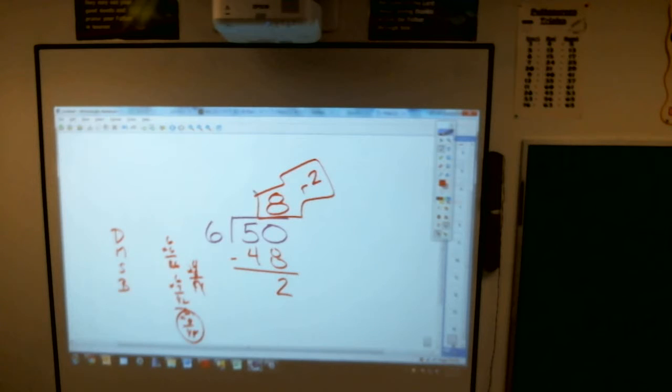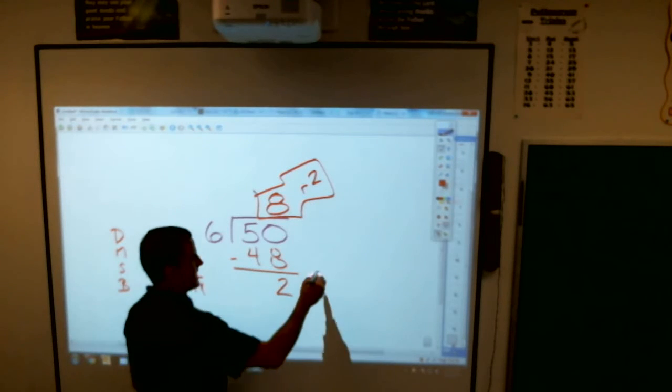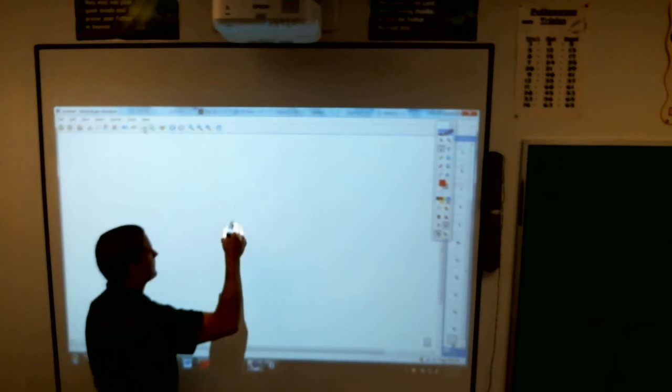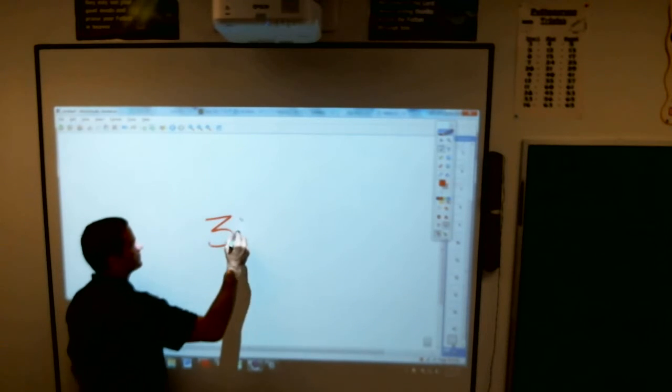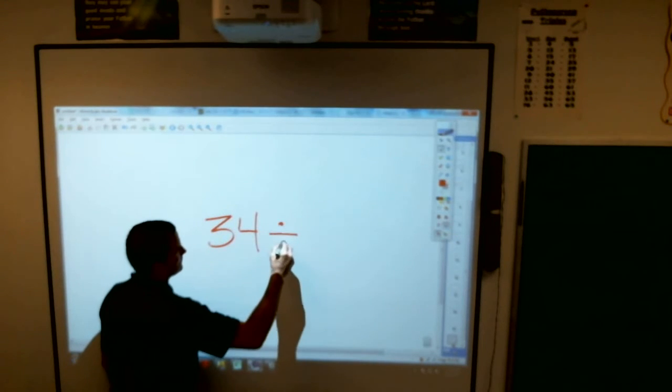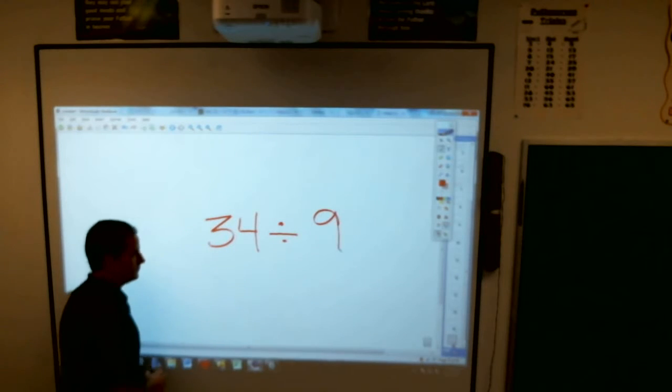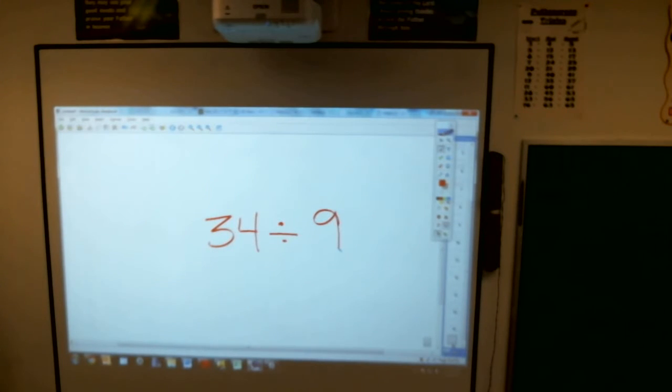How about this one? I'll give you one to try. How about 34 divided by 9? Let's see if we all can get that. Again, please stay organized. Whatever number you have should be written above the 4, because 9 doesn't go into 3. Sooner or later it will.